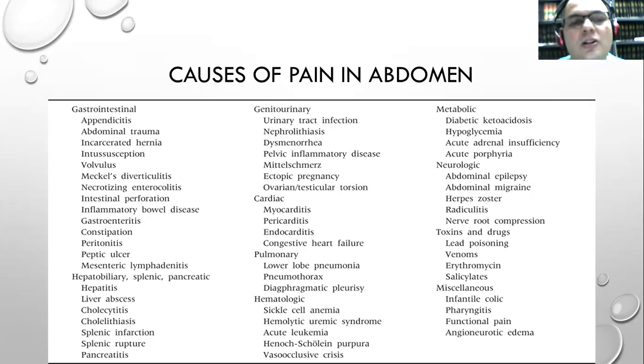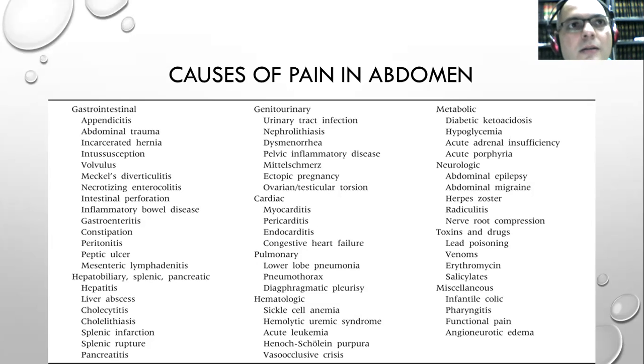is rare in children. Then the third one is genitourinary system: the urinary tract infection, nephrolithiasis, dysmenorrhea, PIDs, Mittelschmerz's disease, ectopic pregnancy, and torsions of the ovaries or testes are common with the genitourinary system, which can give rise to pain in abdomen.